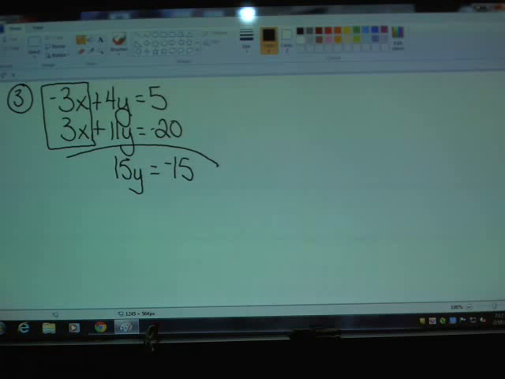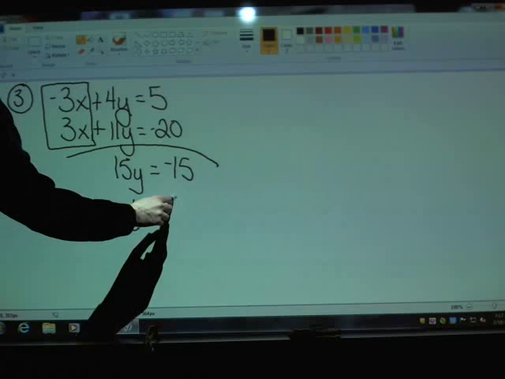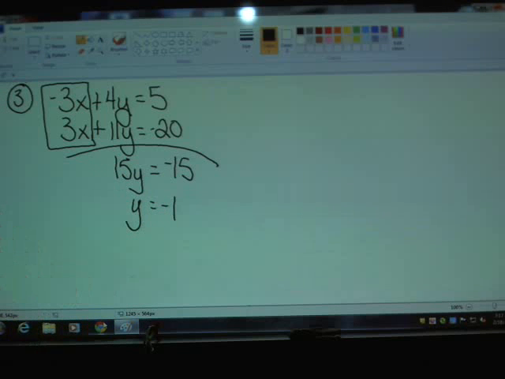So 15y equals negative 15. That means y has to equal negative 1, because 15 times negative 1 is negative 15.